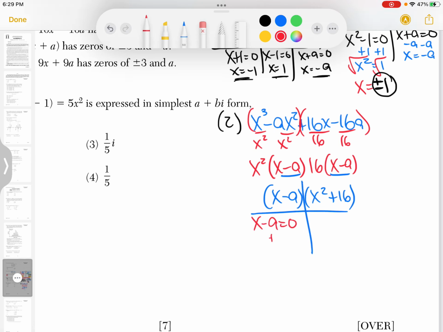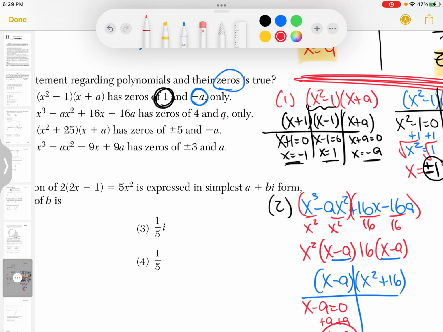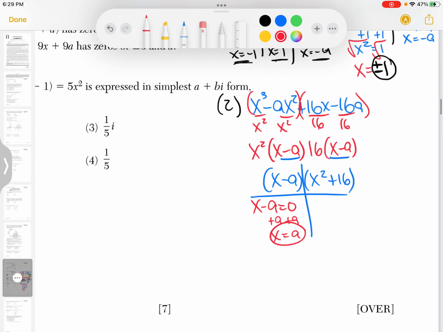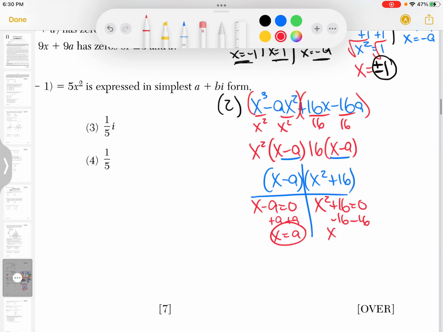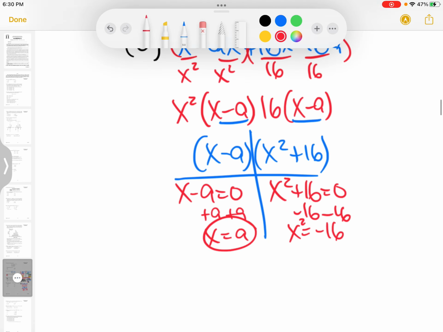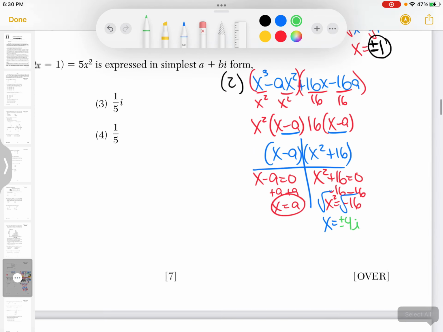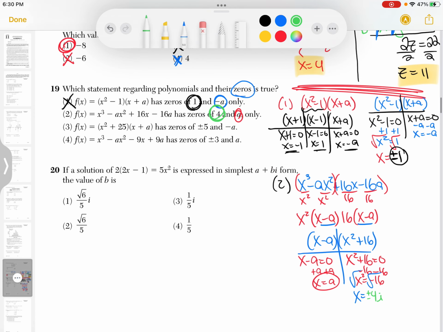So once again, I get x minus a equals 0. When I add the a to both sides, I get x equals a as one of my answers. This one's saying that's there, so that one's checked off the list. Now for this one, x squared plus 16 equals 0. When I subtract a 16 from both sides, I get negative 16, x squared. And then to get rid of that squared, I have to square root it. Now think to yourself, what type of number do you get when you square root a negative? You get an i. This is going to get me plus or minus 4i, and that is not what's listed here at all, so this one is out.